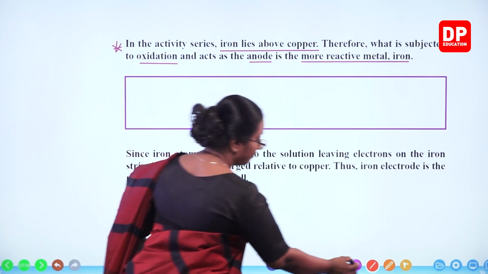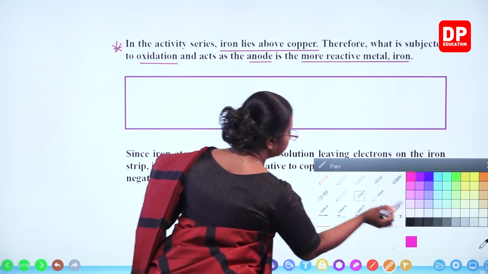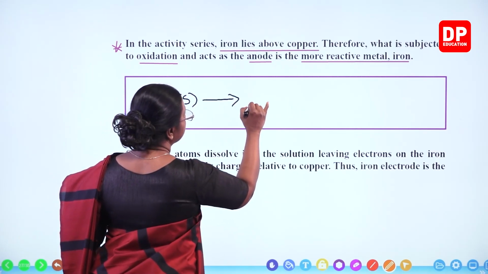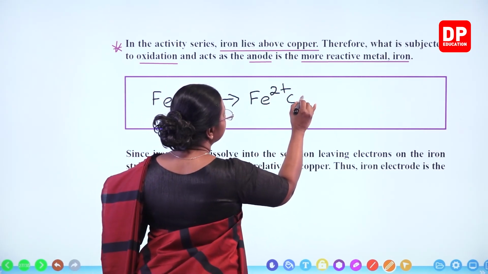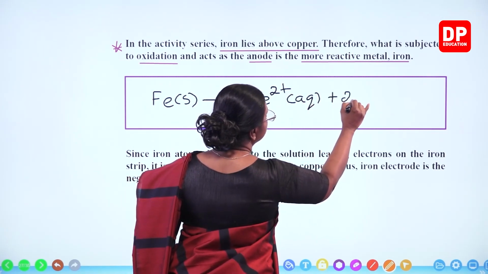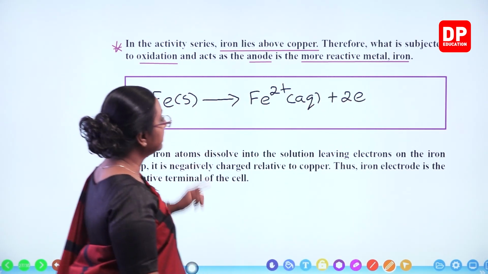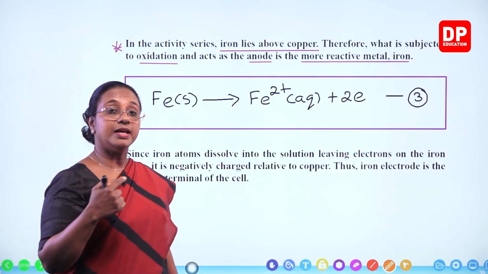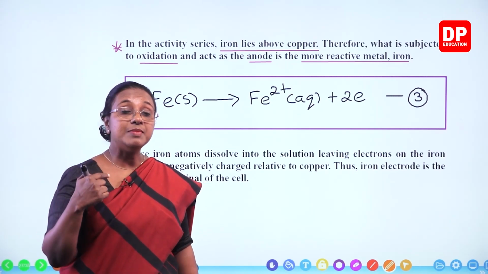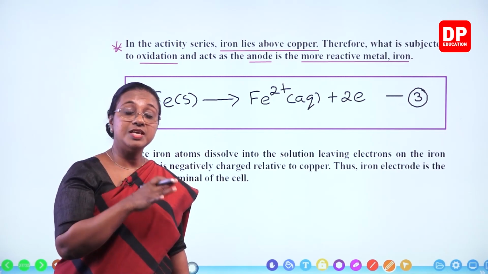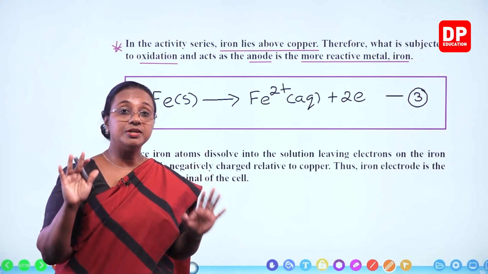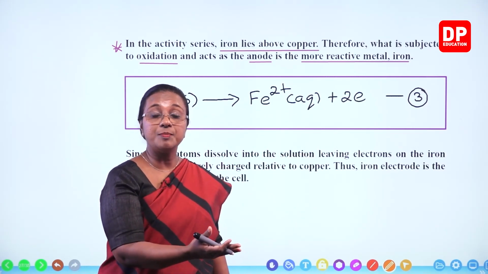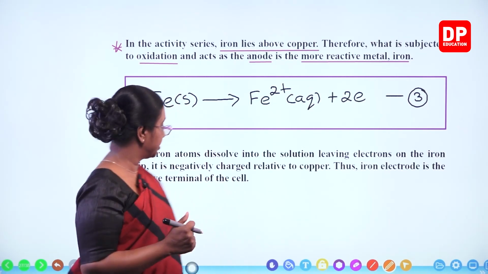So, based on that, if we write the reaction here, iron solid becomes Fe2 plus aqueous, losing 2 electrons. And here we will take this as the third equation, because so far in the previous chapter we have been using the reactions of zinc and copper as 1 and 2. So to avoid confusion, we will take this as the third equation. So the reaction of copper again will become the fourth equation.